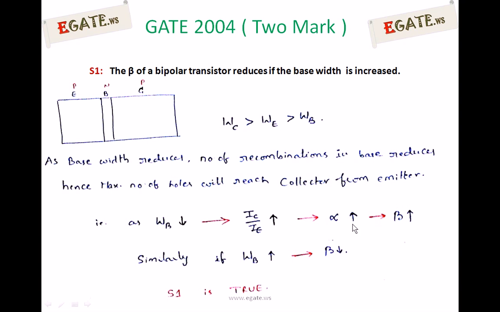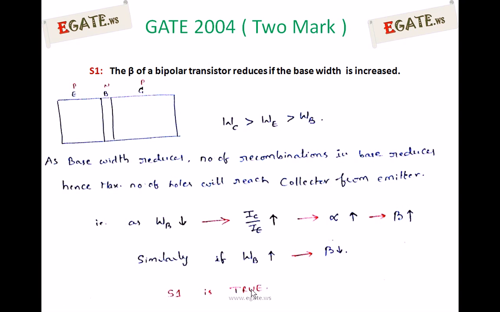Whenever alpha increases, the common emitter current gain, that is beta, also increases. Beta is equal to alpha by 1 minus alpha. So as WB reduces, beta increases. Otherwise, if WB increases, beta reduces. The statement given is that the beta of a bipolar transistor reduces if base width is increased. So this is true. If base width increases, beta reduces. So statement 1 is true.